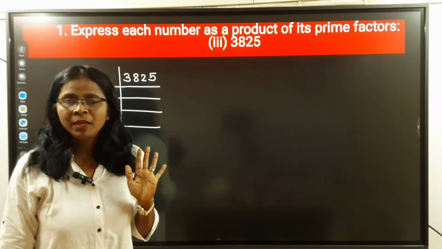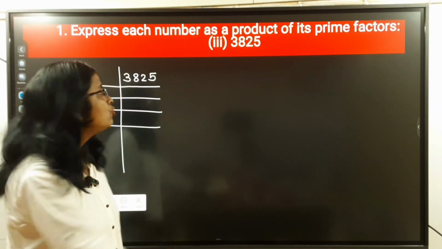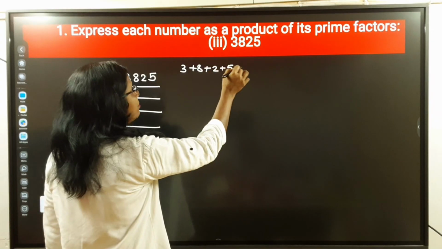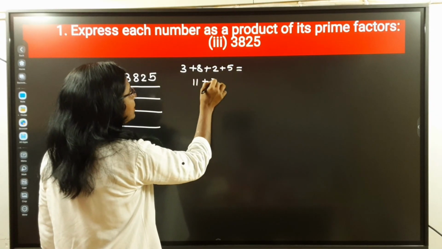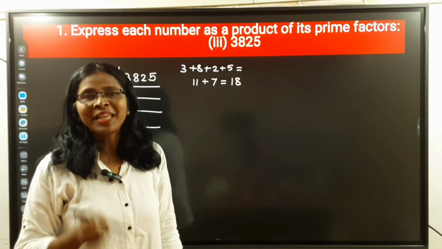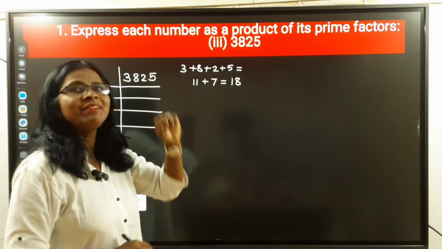So it is not divisible by 2. So check out whether it is divisible by 3 or not. Here 3 plus 8 plus 2 plus 5, that is 11 plus 7, and that will be equal to 18. Now 18 is divisible by 3, so this number should be divisible by 3.